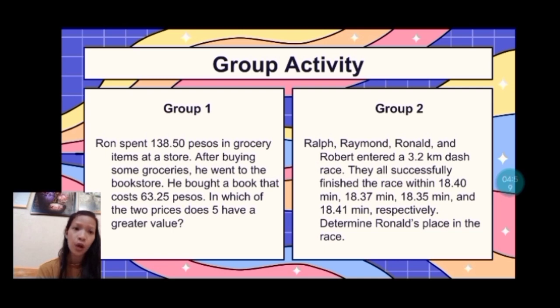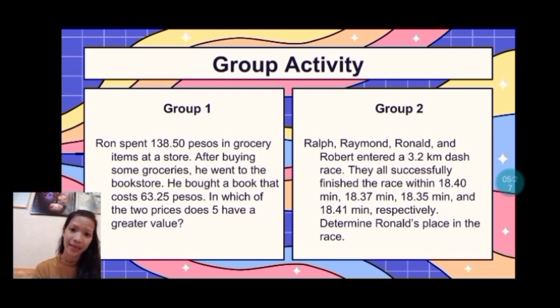In Group 2, Ralph, Raymond, Ronald and Robert entered a 3.2-kilometer dash race. They all successfully finished the race within 18.40 minutes, 18.37 minutes, 18.35 minutes, and 18.41 minutes respectively. Determine Ronald's place in the race.